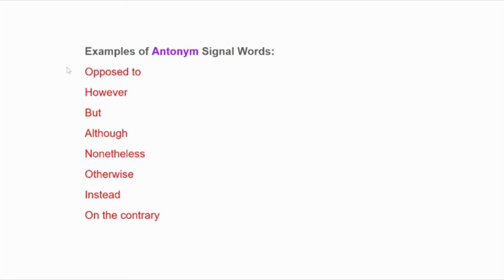Here are some signal words that you can look for. Opposed to, however, but, although, nonetheless, otherwise, instead, on the contrary. These are some of the signal words. When you see them in a sentence, you know that you could anticipate maybe there's an opposite word, an antonym, in the sentence to help you figure out the unknown word.